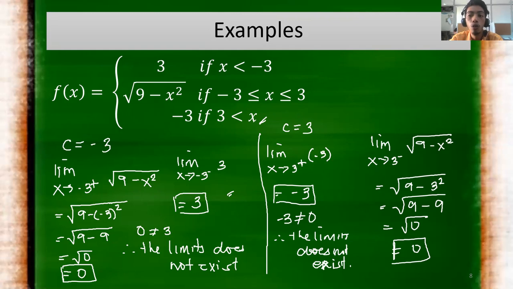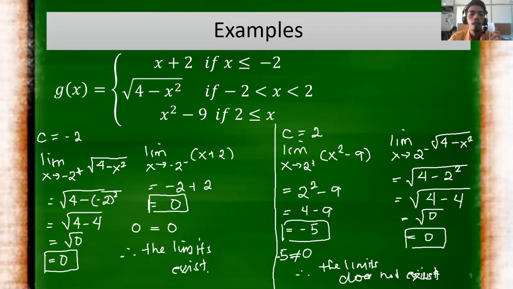Una muna, sinolve natin yung negative 3. So nung kinuha natin yung ating limits ng negative 3, as to the right and to the left, the right is 0 and the left is 3, and they are also not equal, so therefore the limit does not exist. Doon naman sa 3, c is equal to 3, so kinuha natin yung right hand limit niya, nakuha natin ay negative 3 at ang left hand limit niya nakuha natin ay 0, they are not equal, the limit does not exist.